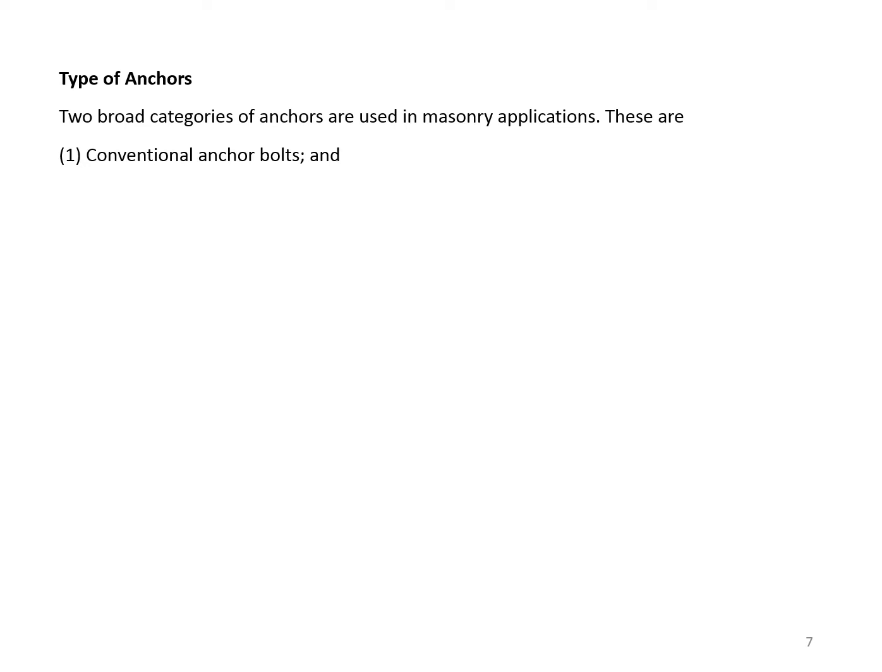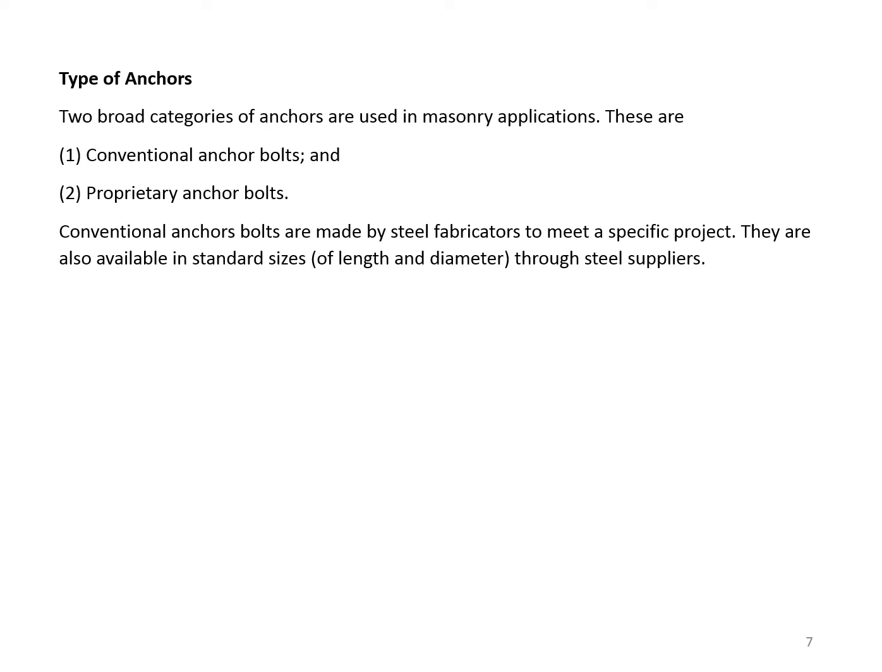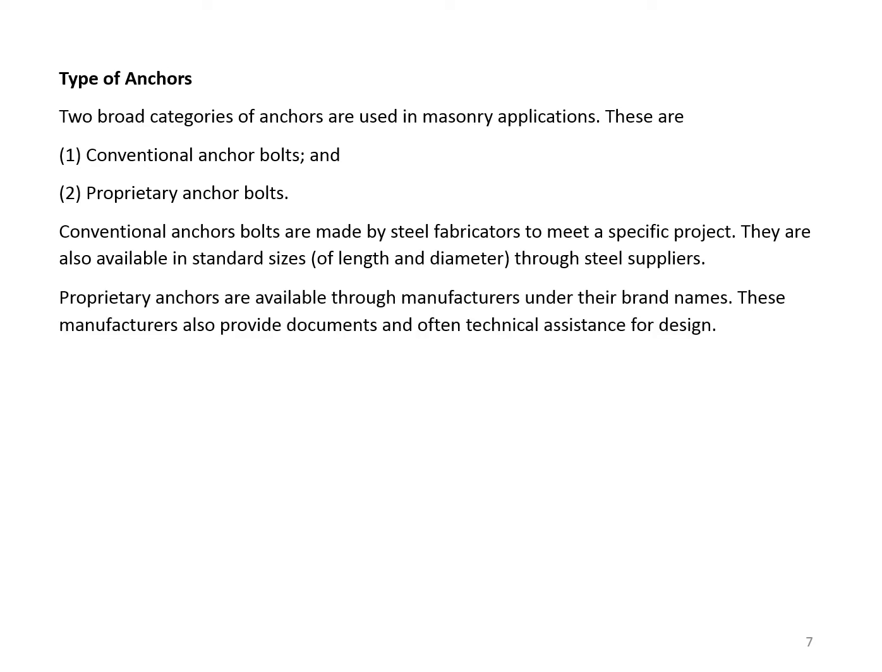Types of anchors. Two broad categories of anchors are used in masonry applications. These are conventional anchor bolts and proprietary anchor bolts. Conventional anchor bolts are made by steel fabricators to meet a specific project. They are also available in standard sizes of length and diameter through steel suppliers. Proprietary anchors are available through manufacturers under their brand names. These manufacturers also provide documents and often technical assistance for design.